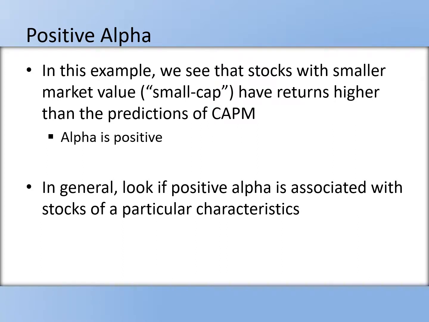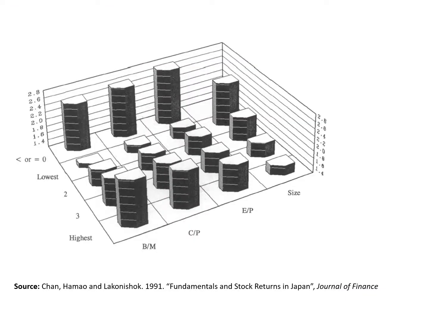So here we have one: small firms. Small firms give you higher return. Now, this is a paper published in 1991 on Japan stock return, right? And it lists out several factors that are indicative. So, size, earnings per share, earnings over price, cash flow over price, and book to market ratio.